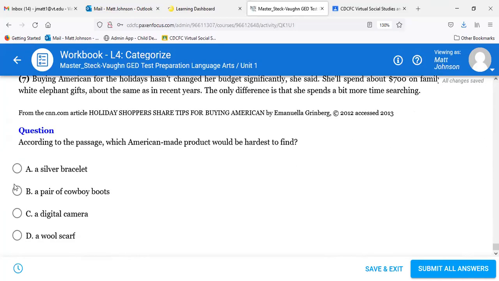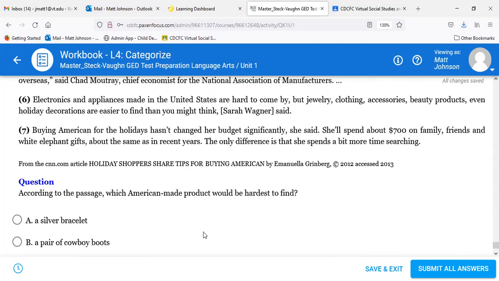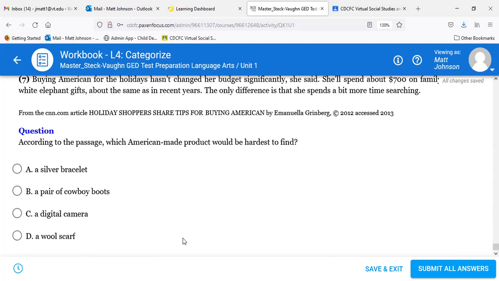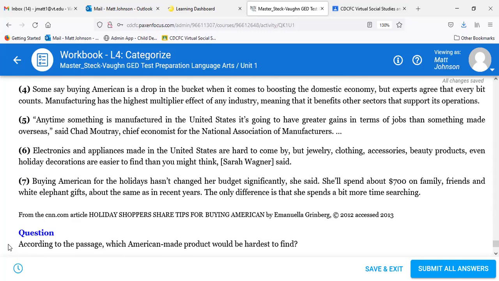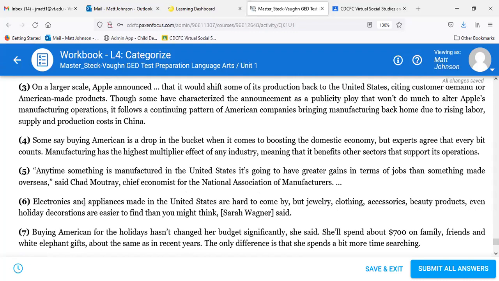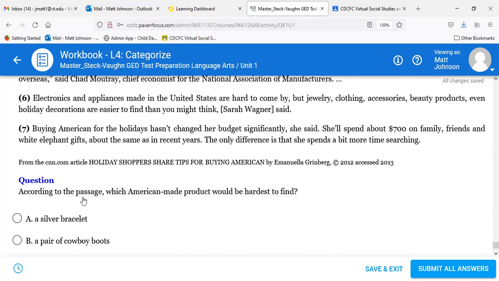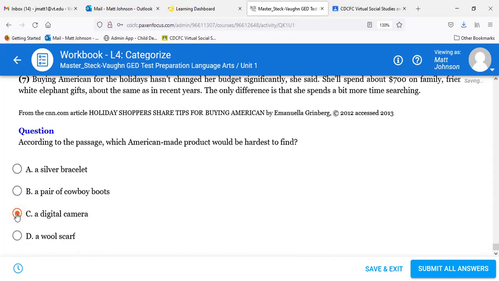And our last one. According to the passage, which American-made product would be hardest to find? So A, a silver bracelet, B, a pair of cowboy boots, C, a digital camera, D, a wool scarf. C as in cat. Yeah, so it says here in paragraph six, electronics and appliances made in the United States are hard to come by. So C, for 11.